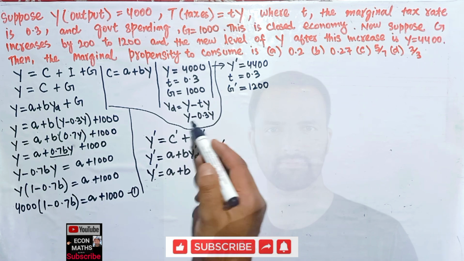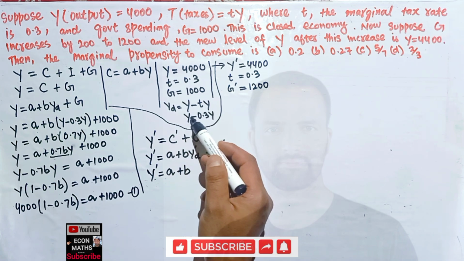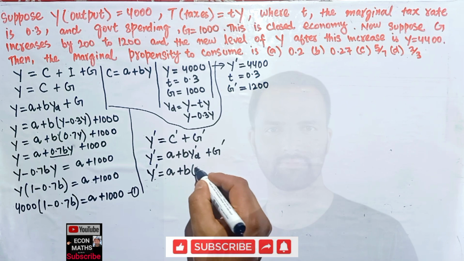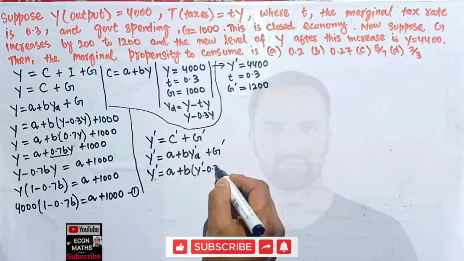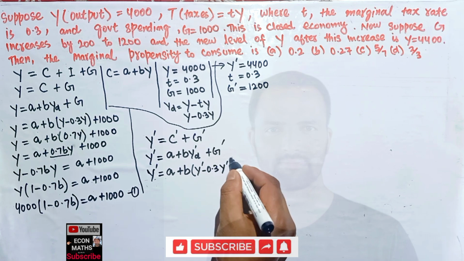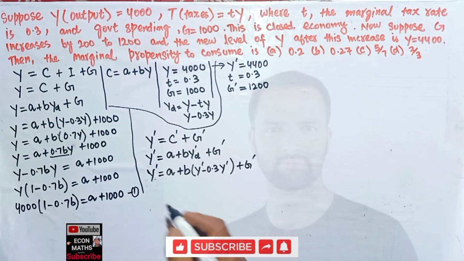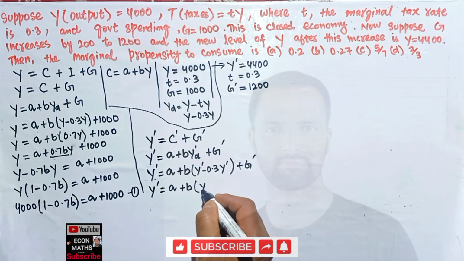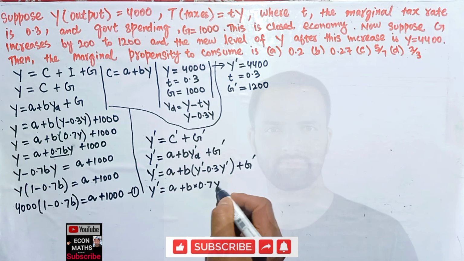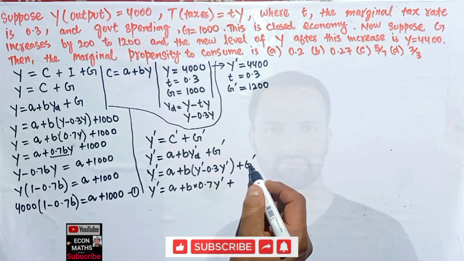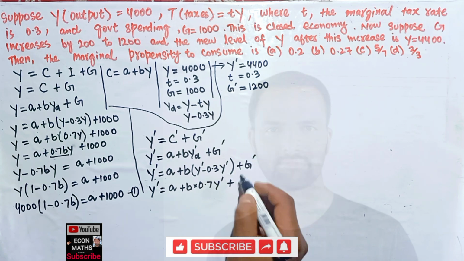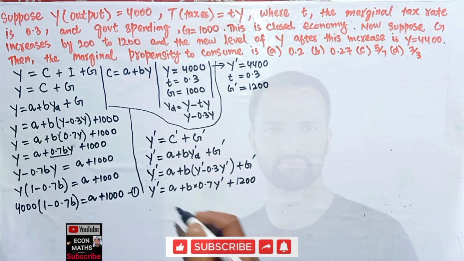Now disposable income, as I have told you, is written like this. So in place of yd I can write y dash minus 0.3 y dash plus g dash. Or y dash is equal to a plus b times (y dash minus 0.3 y dash) plus g. So y dash minus 0.3 y dash is equal to 0.7 y dash, plus the value of the new government expenditure, which is 1200.